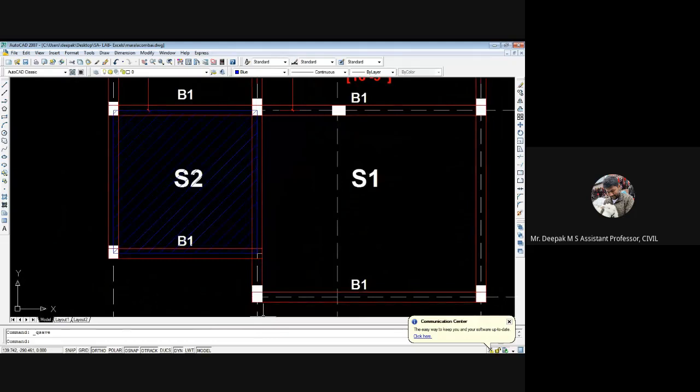So, I have considered two adjacent edges discontinuous. What is the basic Ly by Lx ratio? On both sides it is the same, so it is a square slab. Automatically it is less than 2, hence it is a two-way slab.